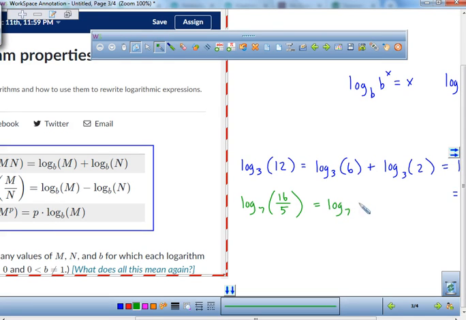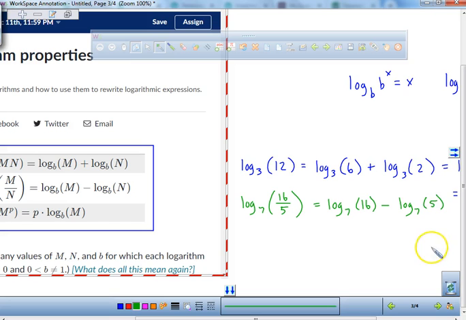Log base 7 of 16 minus log base 7 of 5. These logarithms are equivalent. But here's kind of a cool thing. I'll do what I was about to do. Ready? Log base 7 of 2. So I can basically find any two numbers that divide to equal a 2. So I could break it down and make up whatever I wanted.